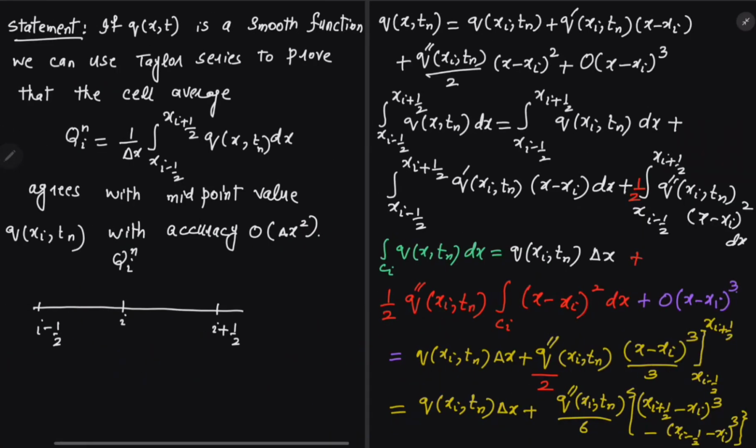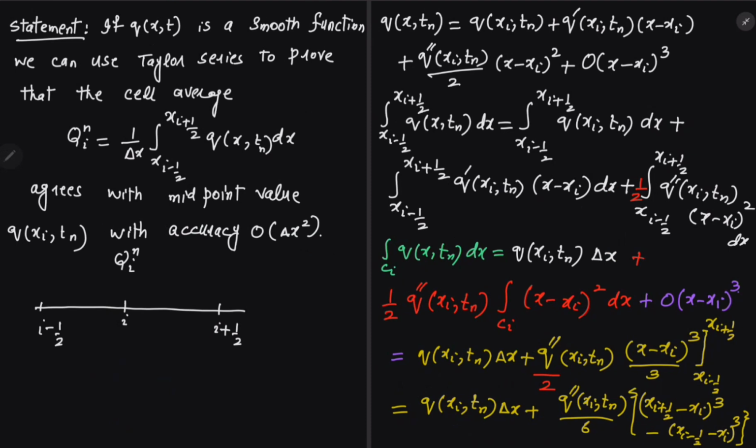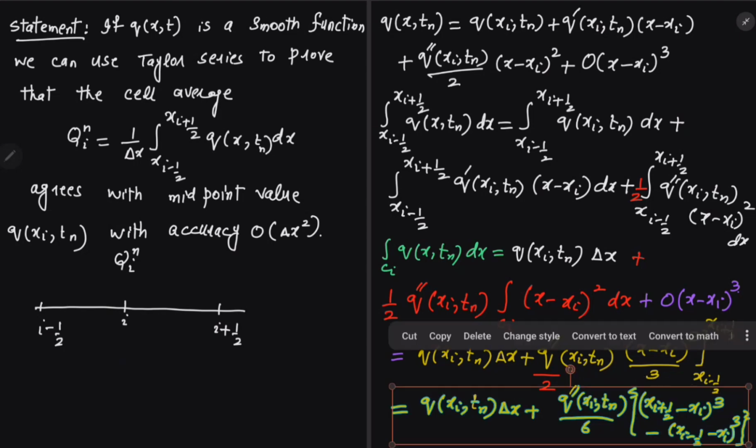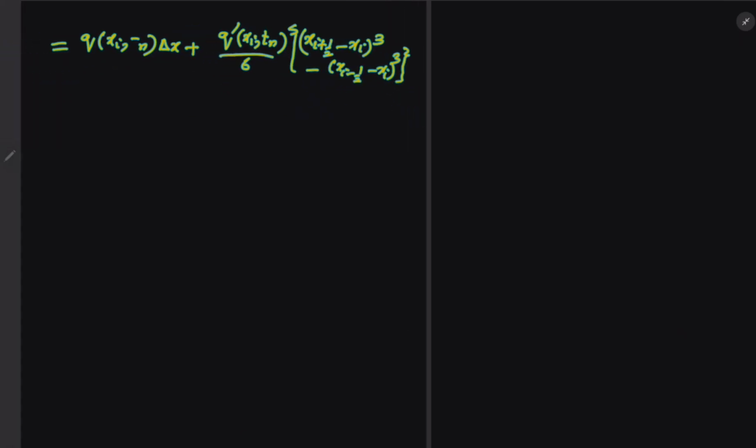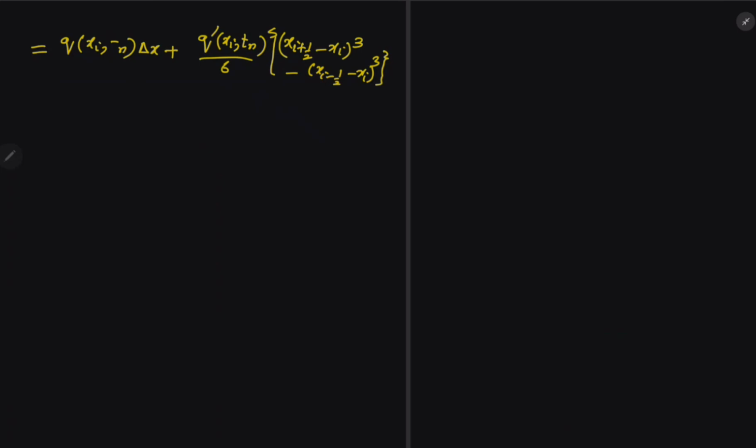So what we have, I need to copy that and finish it over here. So we copy, take it to the next page, and paste. Okay. So we have Q xi Tn delta x plus Q double dash xi Tn divided by 6.